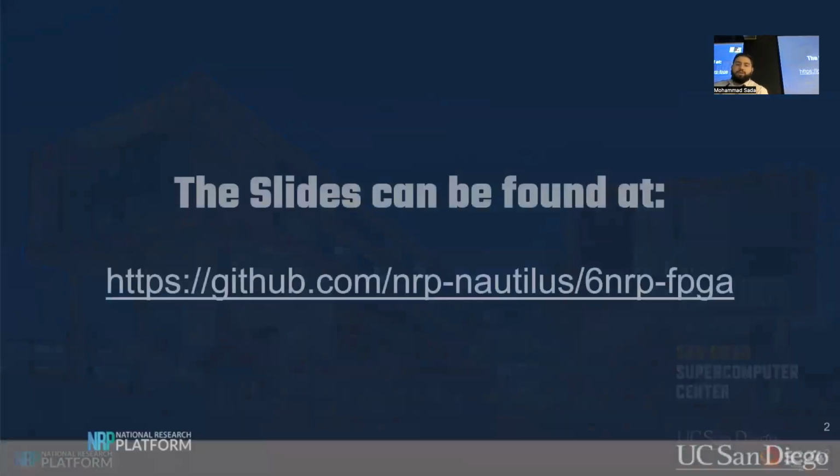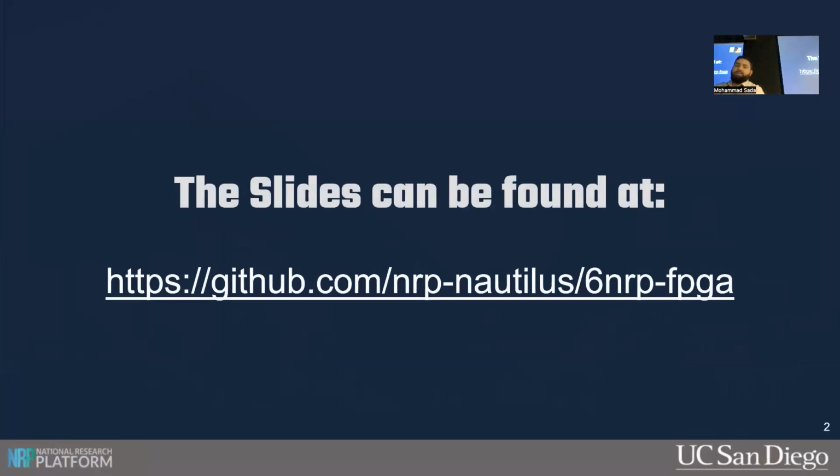First of all, you can find the slides on GitHub. We also have a small notebook to show you the steps we're going to take in launching a very simple experiment on FPGAs. If you would like to follow the slides on your own computers, you can find them at github.com/nrp-nautilus/6nrp-fpga. I'm going to give everybody a minute to get it down.